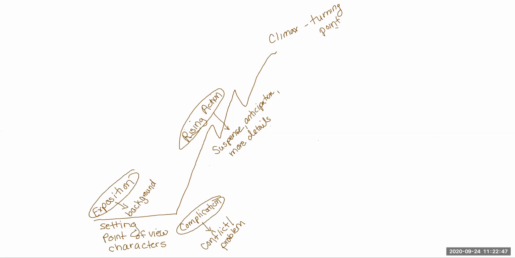We have, of course, the climax, the turning point in our story, and everything kind of goes downhill from there. We might have some little bumps as we go down, but we have our falling action. Okay, and in our falling action, we see kind of how things get tied up, how things move away from what we're learning with our complication. It kind of ties up the loose ends.